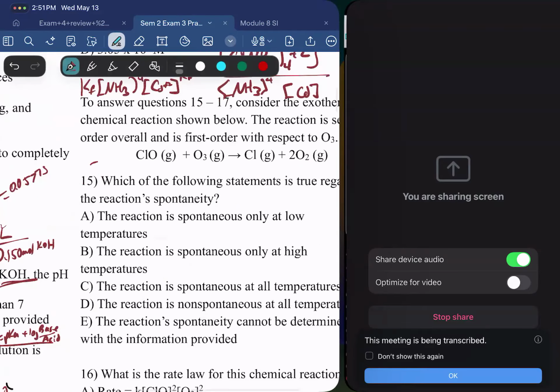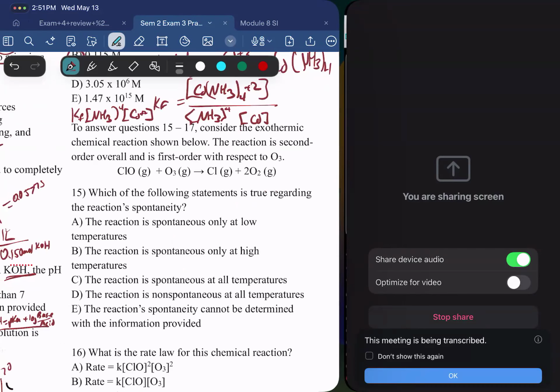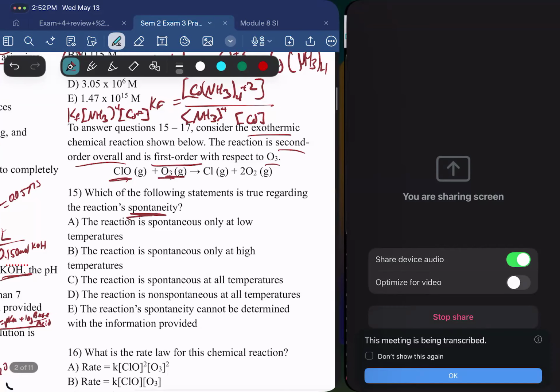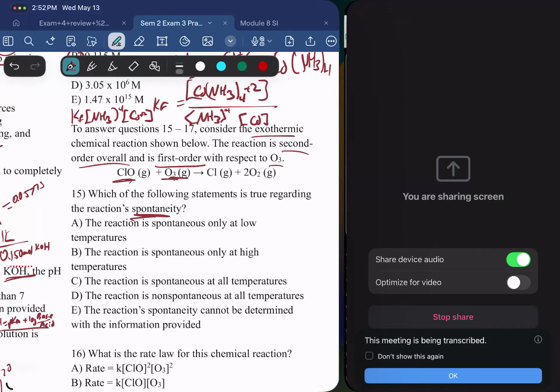Okay. All right, let's go over 15 to 17. So 15 to 17 is an exothermic reaction, and it's first order with respect to O3, and it's second order overall. So if it's first order with respect to O3, that means this is also first order, because it tells you it's overall second order. But anyways, before I do that, question 15 asks about the spontaneity. We can see here that it's going from 2 moles of gas on the left to 3 moles of gas on the right. So there's a positive delta S value. And because it's exothermic, we have a negative delta H value. And so this means that this would be spontaneous at all temperatures, which is why C is the right answer.